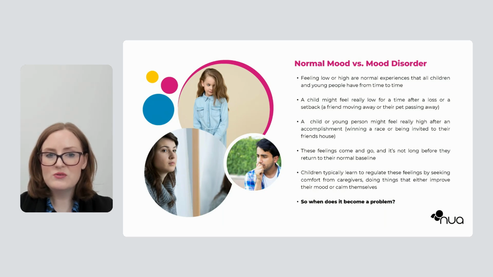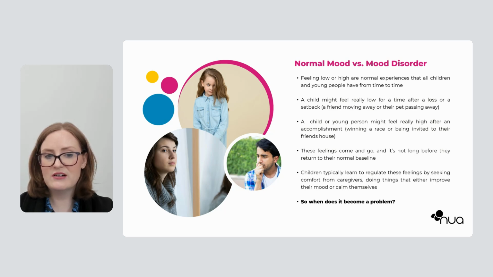Now let's look at normal moods versus mood disorder. So feeling low or high are normal experiences that all children and young people have from time to time. A child might feel really low for a time after a loss or setback. So for example, a friend moving away or a pet passing away. A child or young person might feel really high after an accomplishment. So maybe winning a race in school or being invited to their friend's house. These feelings come and go, and it's not long before they return to their normal baseline.